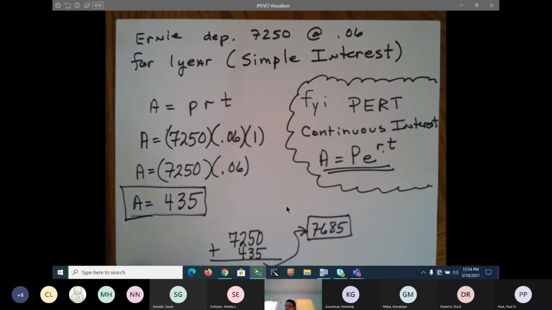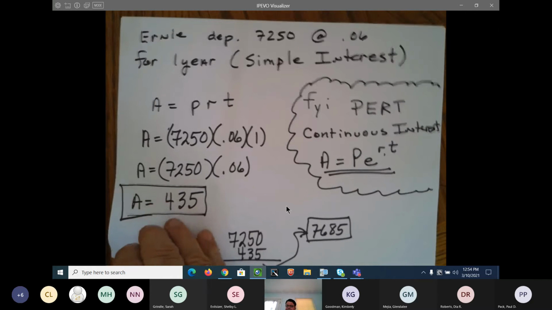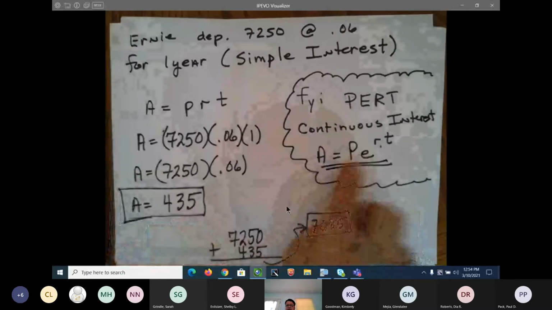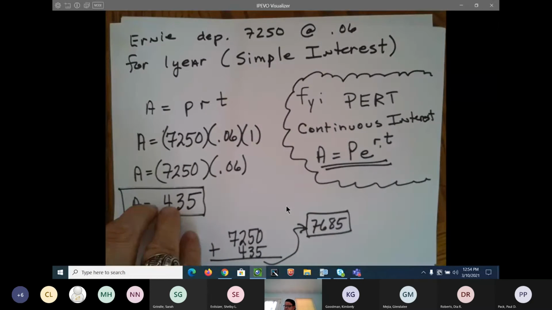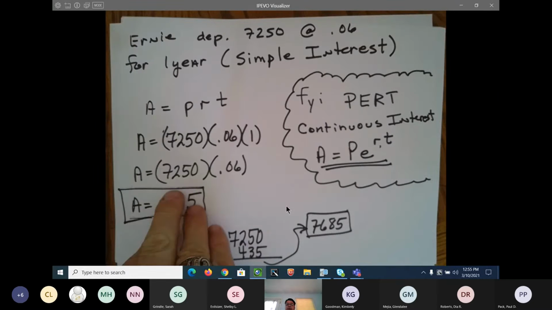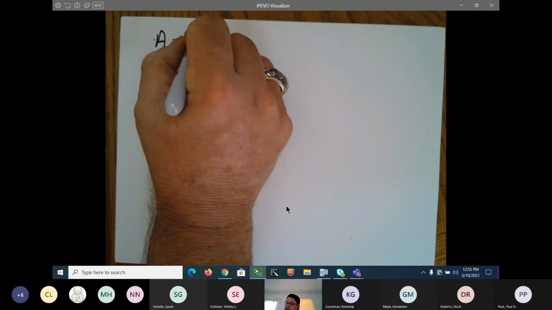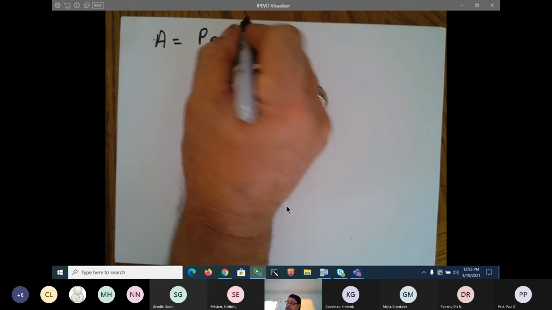Now I'm going to show you the continuous right here. The only reason I'm going to show it to you is because it could be on a standardized test, and it's the same thing as a formula. You plug and chug. A is equal to P e to the rt.